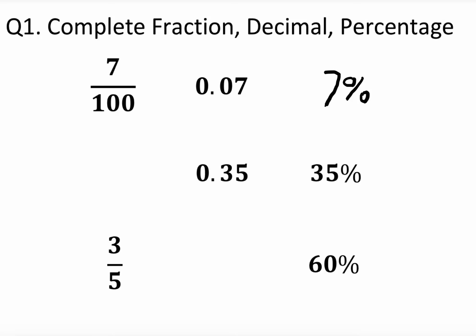So we've got the next one, we've got 0.35 and 35, and we need to find the fraction. Well, that's not too difficult. All we need to do is put 35 over 100. But we can simplify that, because how many fives in 35?